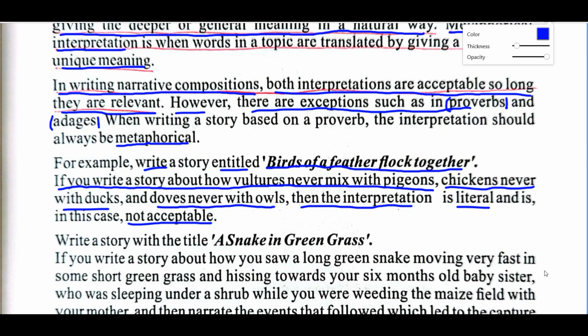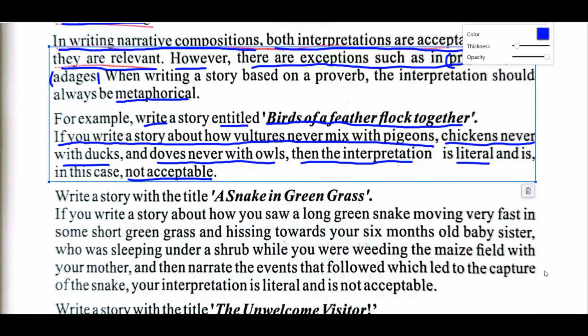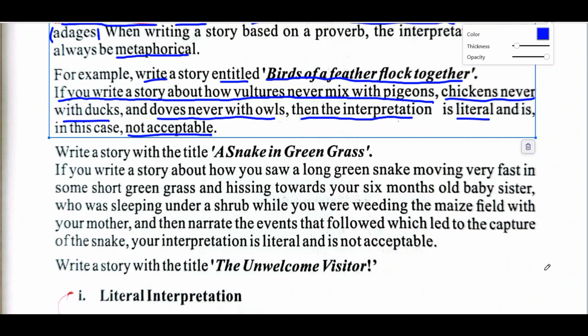Right, so let's look at another small topic. Let's say write a story with the title A Snake in Green Grass.